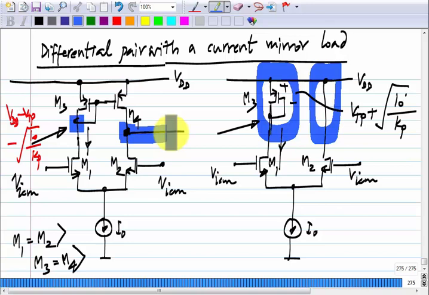Yeah, but lambda is not 0, right? You could say the drain current of a MOS transistor is primarily determined by VGS, but it is also influenced by VDS. So, it is possible for two transistors to have the same VGS but different VDS and have slightly different currents. So, how do I know that the currents are not slightly different from I naught by 2 and I naught by 2?